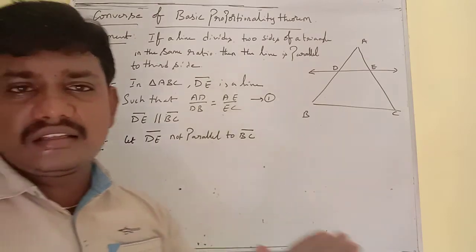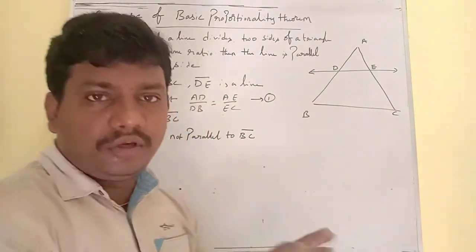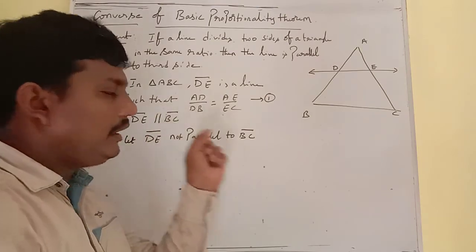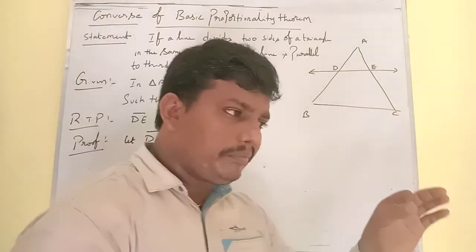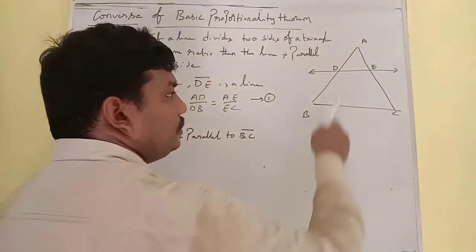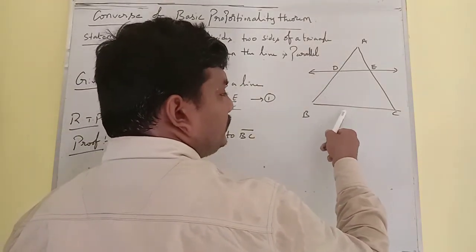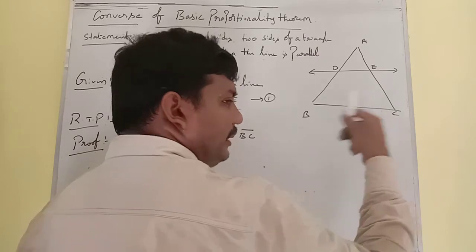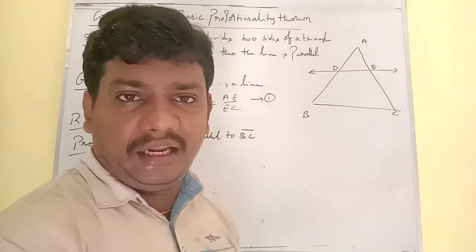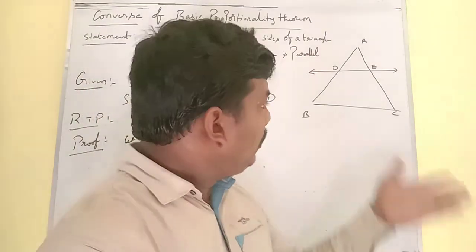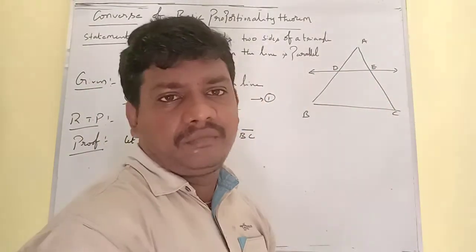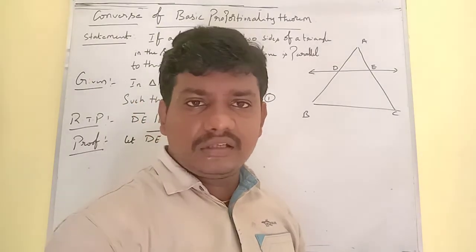So when DE is not parallel to BC, now I am going to consider this as my statement. Let me consider DE is not parallel to BC. When DE is not parallel to BC, what it indicates? That means for every line there is a parallel line. There are infinite parallel lines actually. So for a line there are infinite parallel lines. After all, this is not a parallel line, so one more parallel line should exist for BC.